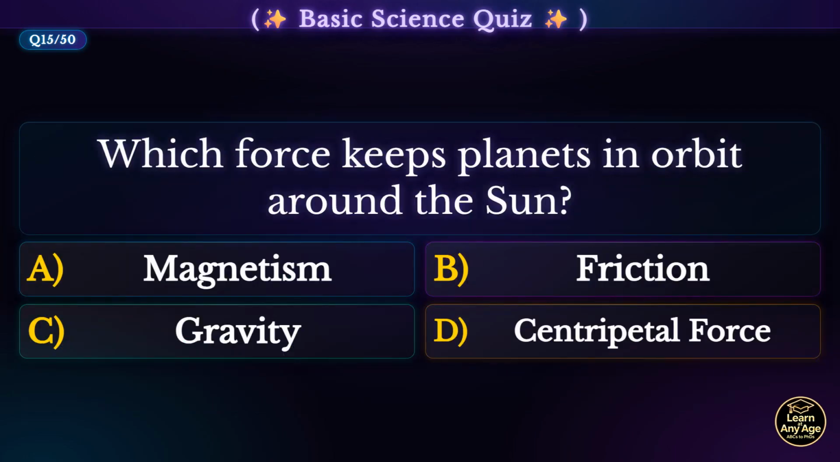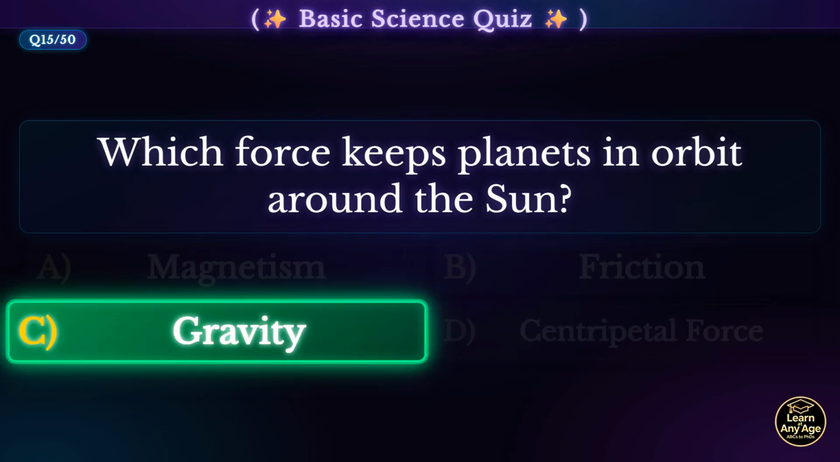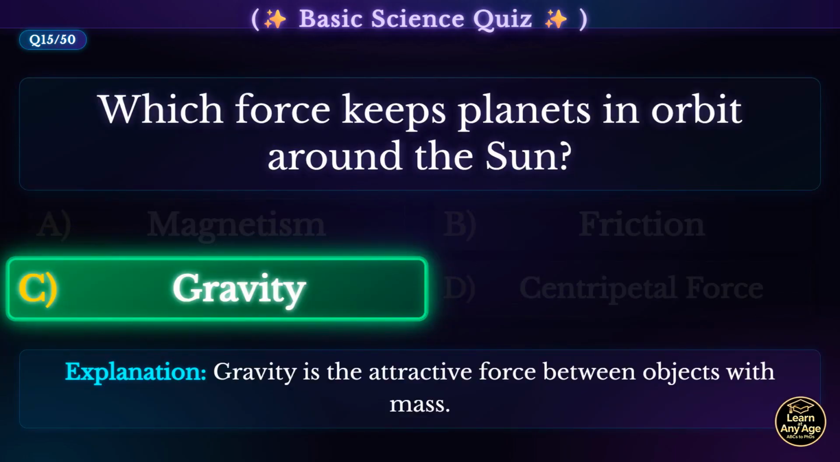Which force keeps planets in orbit around the Sun? Magnetism, friction, gravity, centripetal force. Gravity. Gravity is the attractive force between objects with mass.